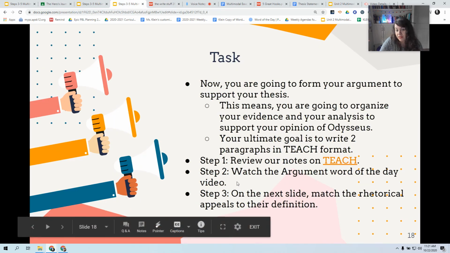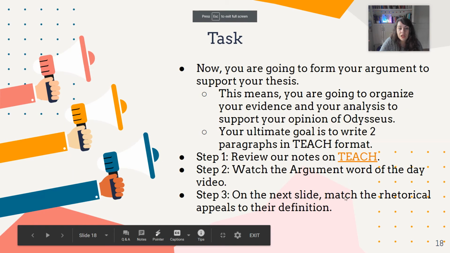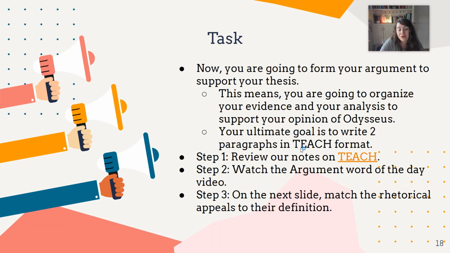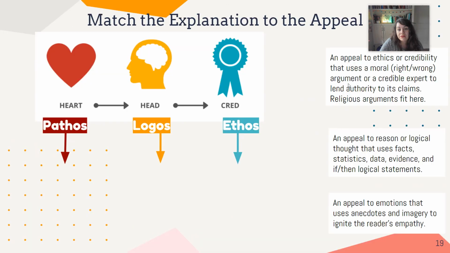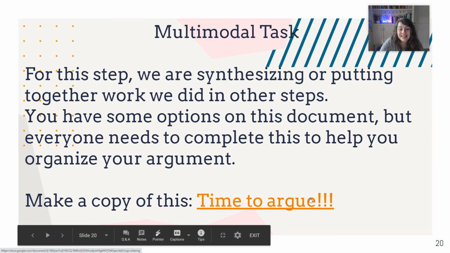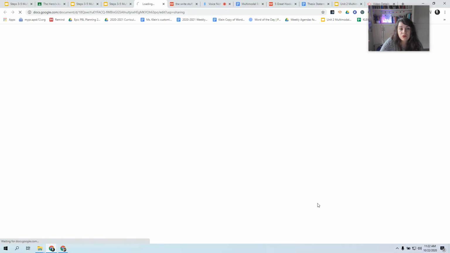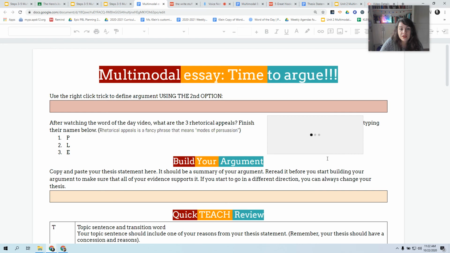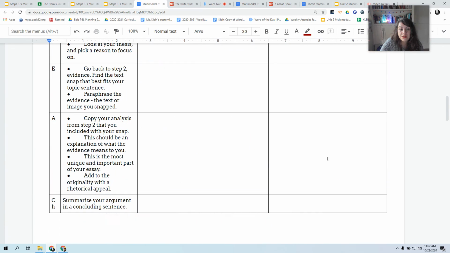Then I'm going to make this video about what an argument really is. So this will be a link by the time you make a copy of this. And I also will want you to match the rhetorical appeals to their definition. This will be in your word of the day video. So for step 5, start looking into what arguments really are, what these appeals are. And then your multimodal task will be to make a copy of this document. Everyone will make a copy of this Time to Argue document and use it to build their argument.